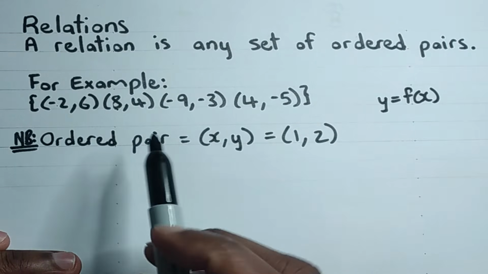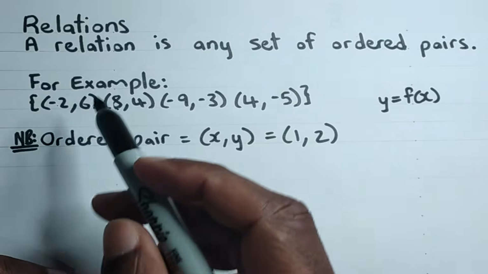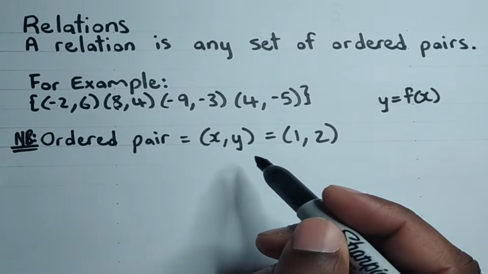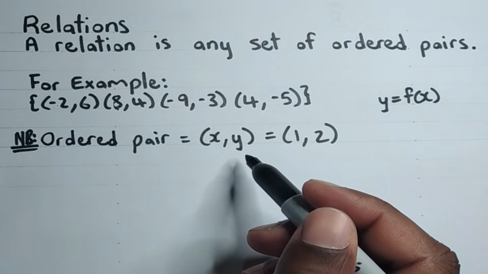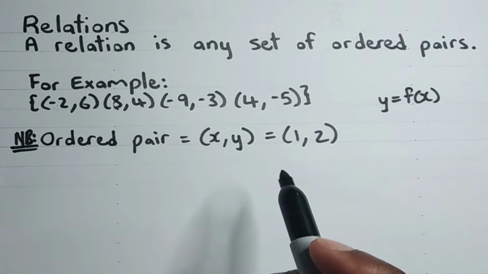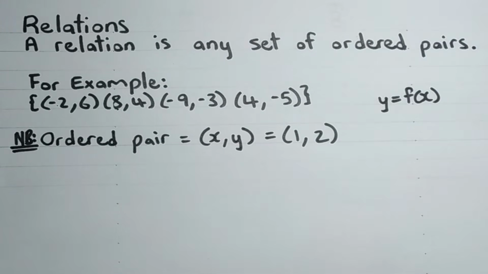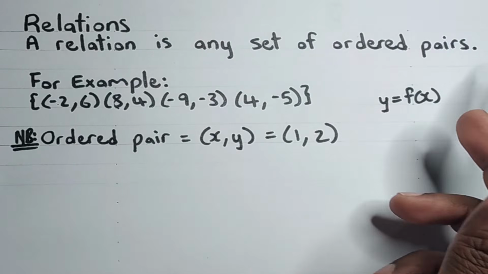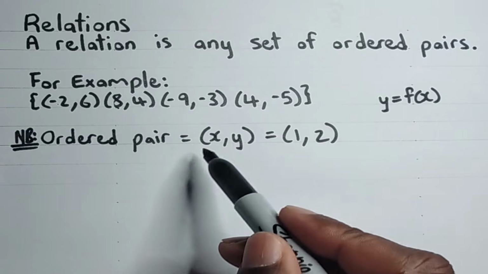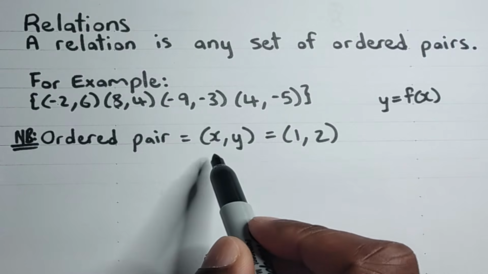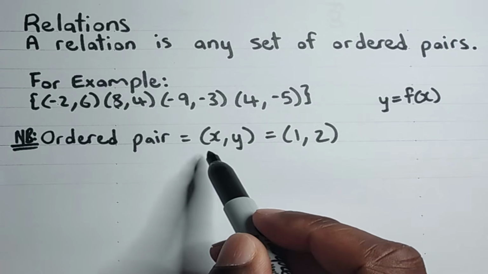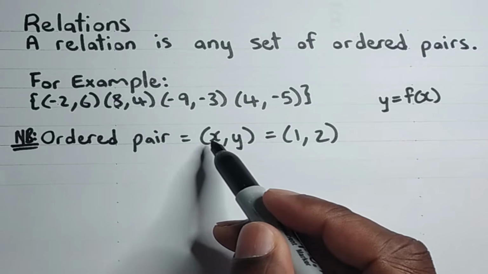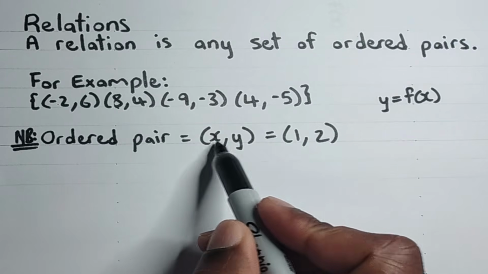Key thing to note, especially when dealing with functions: 6, 4, -3, and -5 are all our y-coordinates, which we also refer to as f of x. So this is pretty much what relation is all about. A relation is any set of ordered pairs, and as we outlined, an ordered pair is just a composition of the x-coordinate and the y-coordinate that we normally have in parentheses. And this is how we set them up.